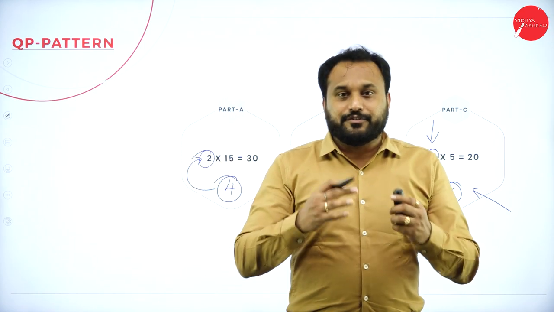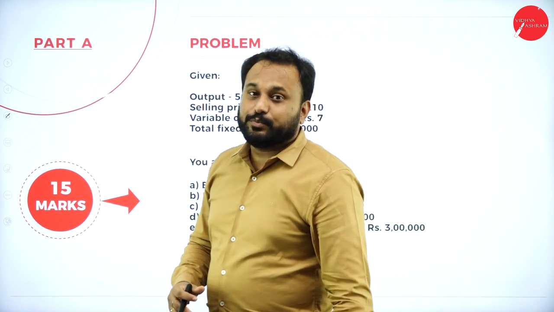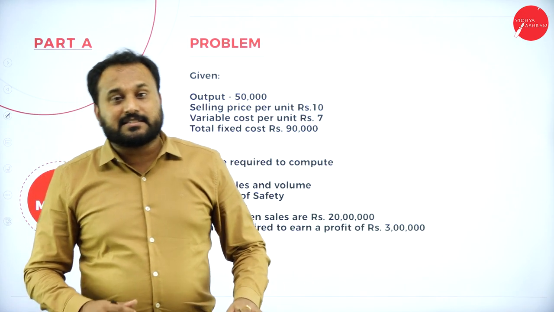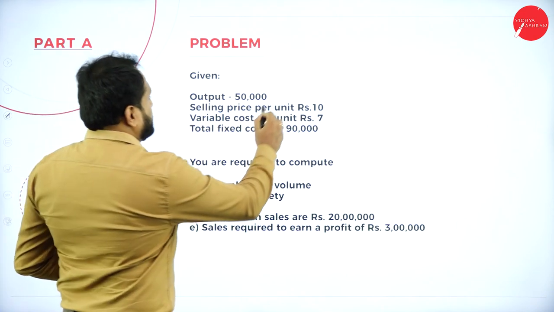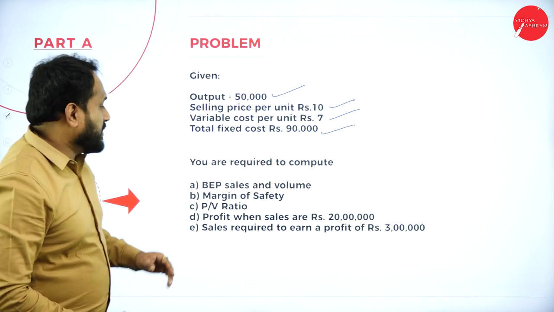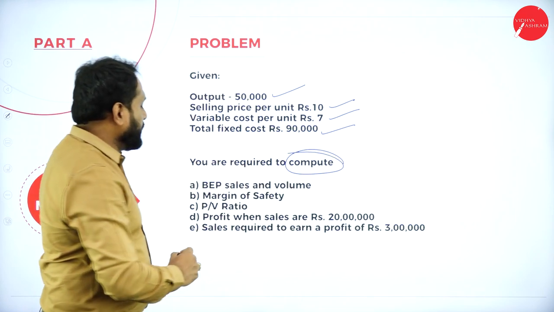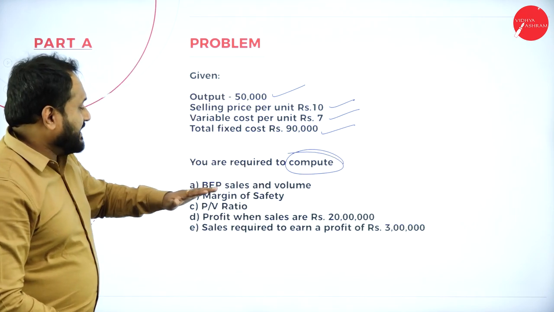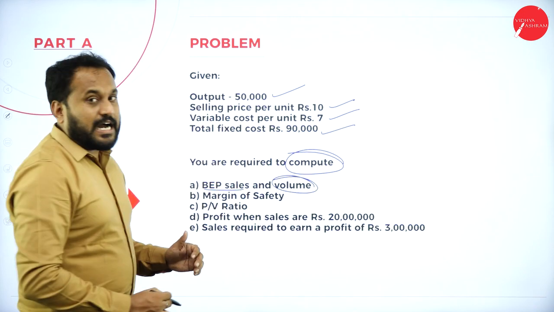Let's go with the first, part A, the 15 marks question. Which question may you get? That is a marginal cost statement question. Here they have given the output, selling price, variable cost, and total fixed cost. You are supposed to compute. The word is compute: A, B, C, D, BEP sales and volume. That means they have given you sales as well as the volume. Margin of safety.